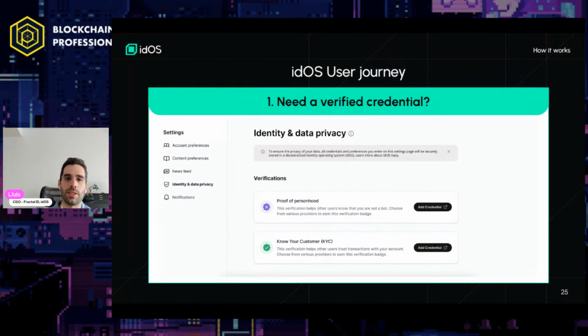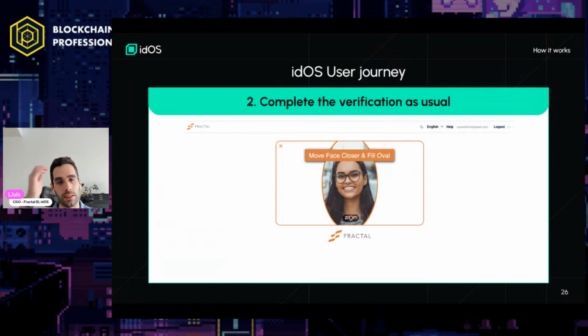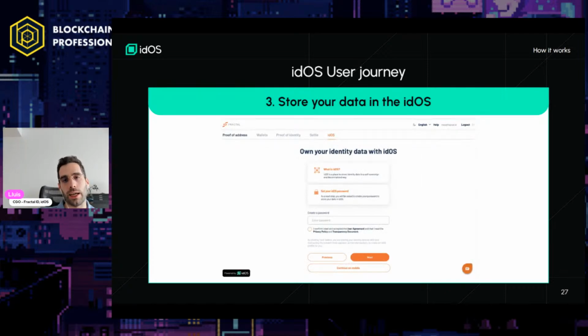Whenever you click that, you're going to be sent to an issuer. In this case, it's Fractal ID. You could go through a whole verification process, depending on what you're going for. And then a credential would be issued and stored into the idOS. So for the idOS, you actually create your own password. You encrypt any data that is added into the idOS using that password, which means that even though it's in the decentralized nodes and it has been issued by an identity verification provider like Fractal, you are the only one that has access to that data and decides who it is shared with and can decrypt it.